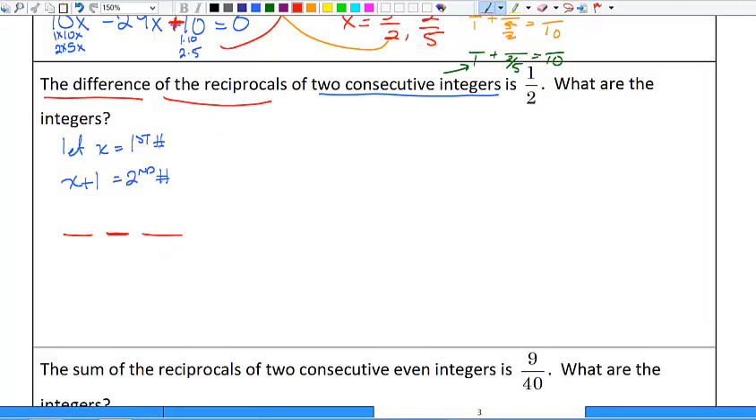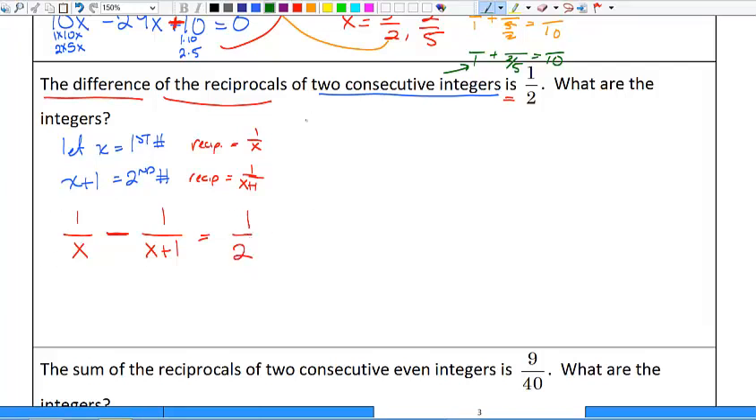So if the first number is x, the reciprocal of the first number is 1 over x. If x plus 1 is the second number, then the reciprocal of the second number is 1 over x plus 1. So I am going to take the difference of those. So I have 1 over x minus 1 over x plus 1. That is the difference of my two consecutive integers. Is means equals 1/2. So this is the equation.